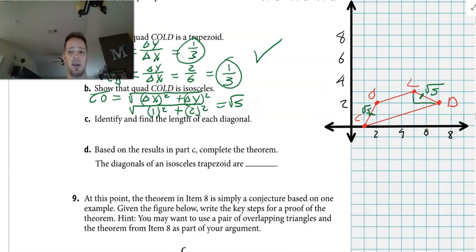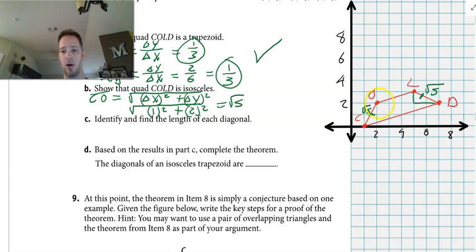All right, so for the next one, it asks us to see if we can identify the length of each diagonal. So where are the diagonals? Let me get some blue lines here to mark the diagonals. If OD is a diagonal, this one's convenient because it's on a nice horizontal line. So 1, 2, 3, 4, 5. So OD equals 5.